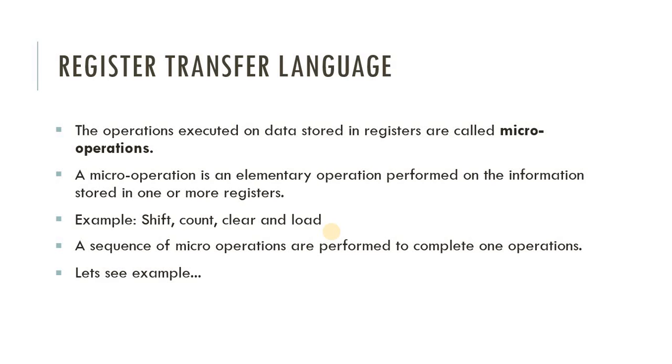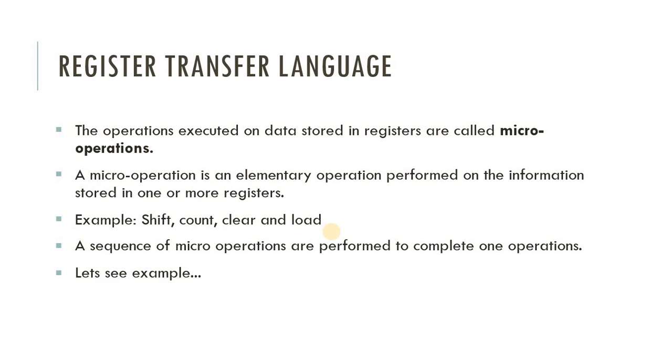Suppose we want to add the data of 2 registers and store it onto another register. So that is a type of micro operation. And there are examples of micro operations like shift, count, clear and load, etc. So there are many operations available. We'll learn those micro operations in our later session.